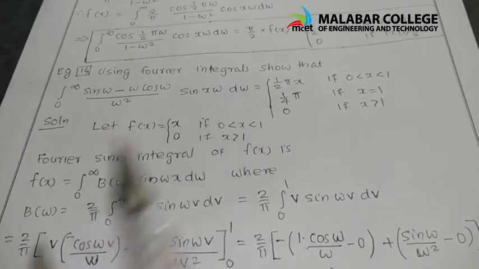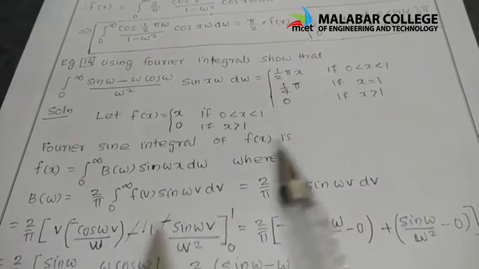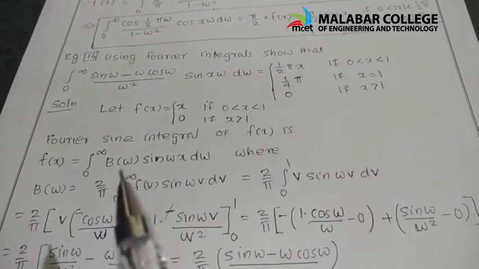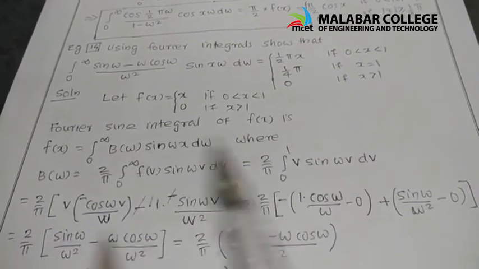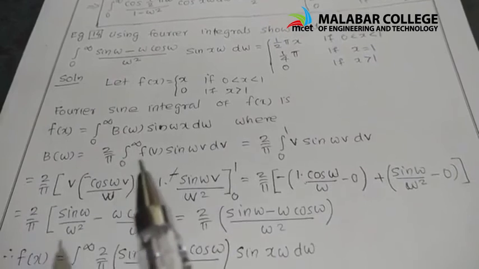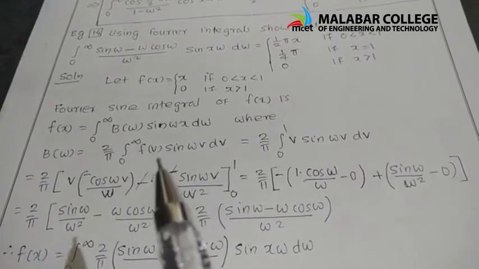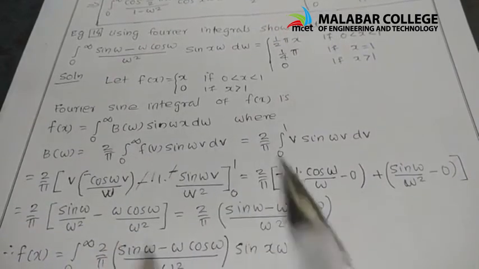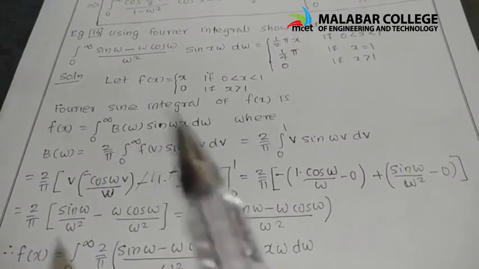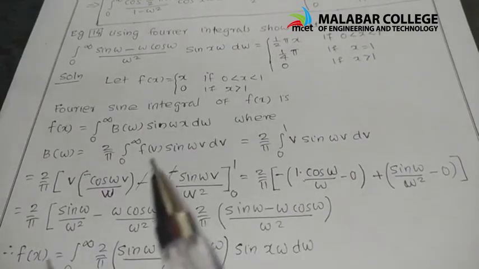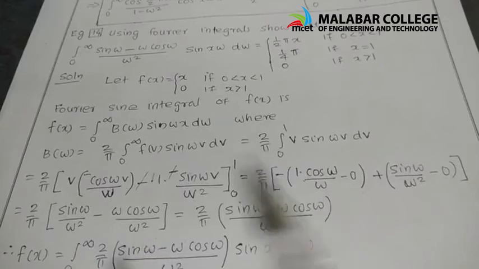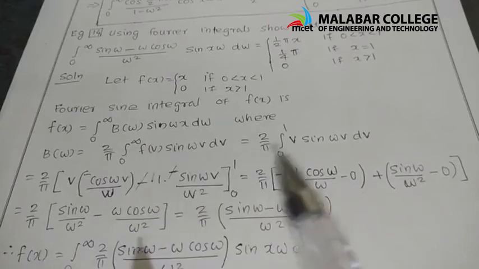And it is sine here, so we take the Fourier sine integral of f of x, which is the integral of b omega sin x omega d omega, where b omega equals 2 by pi times the integral of f of v sin omega v dv. And in place of f of v we have to substitute. Substituting f of v equal to v, the remaining is the same.